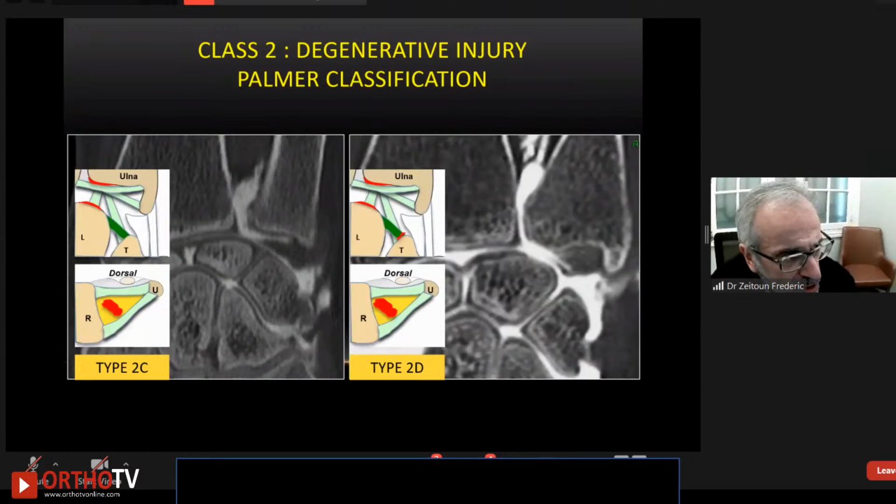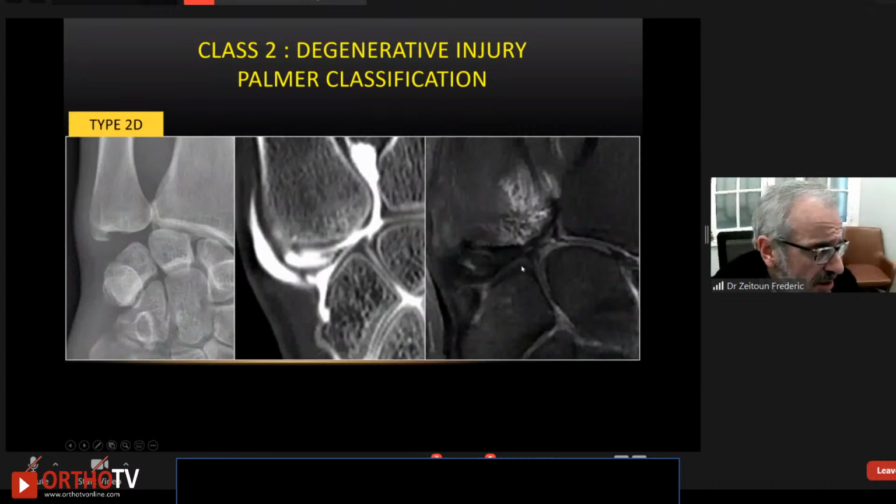There you can see a few lesions. On the left side, you have a class 2C lesion with the perforation of the articular disc, and you can see also chondropathy on the ulnar head, just here. Here you have a class 2D lesion with the perforation of the articular disc, a tear of the lunotriquetral ligaments, chondropathy here on the ulnar head, and chondropathy on the lunate.